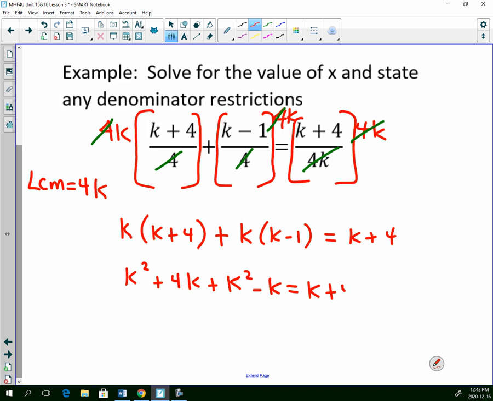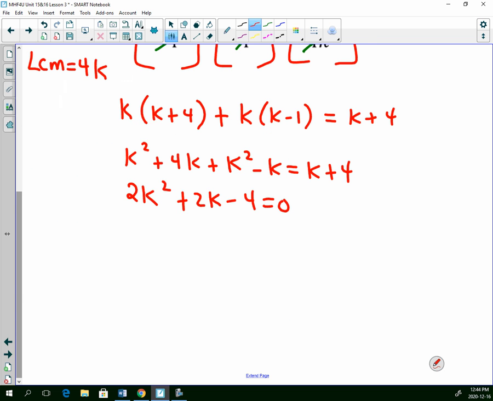And we want to solve, so we need all terms on the same side. So I'm just going to bring them all to the left. So I have 2k squared, plus 2k, right? 4k minus 2k, and then I have minus 4. Then I want to factor, so I see there's a common 2, so I'll take that out.